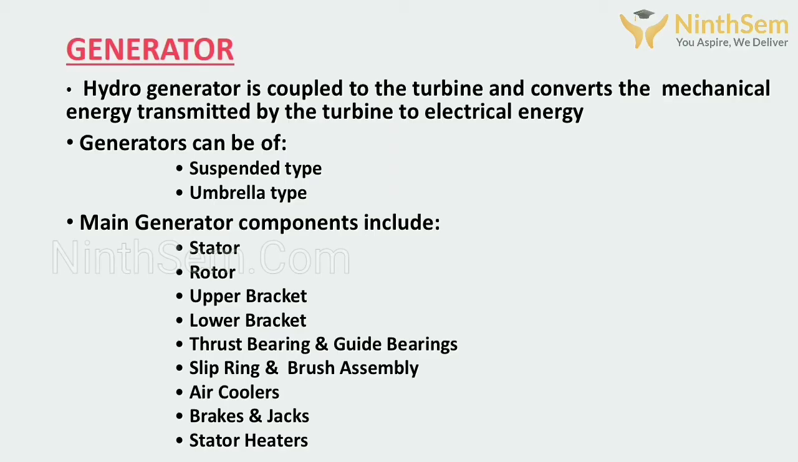Generator. The hydro generator is coupled to the turbine and converts the mechanical energy transmitted by the turbine to electrical energy. Generators can be of suspended type or umbrella type. Main generator components include rotor, stator, upper bracket, lower bracket, thrust bearing and guide bearing, slip ring and brush assembly, air coolers, brakes and jacks, and stator heaters.